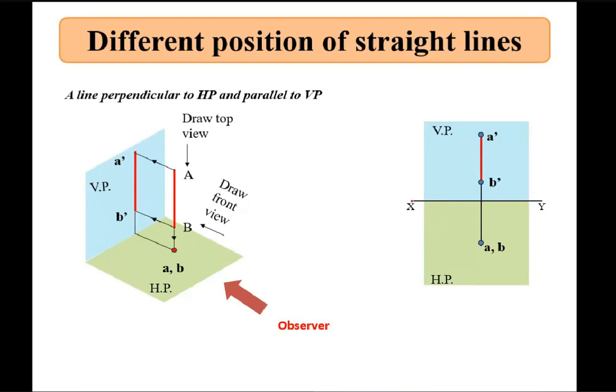In your drawing sheet, this is XY. You draw A dash B dash, and on the same straight line, as I told you, point A dash and A will lie on the same straight line, B dash and B will lie on the same straight line. Now suppose it is given to me that this line AB has length 30 mm.